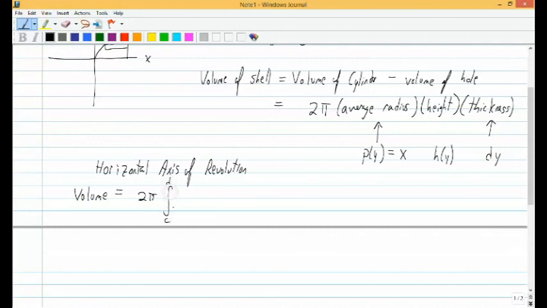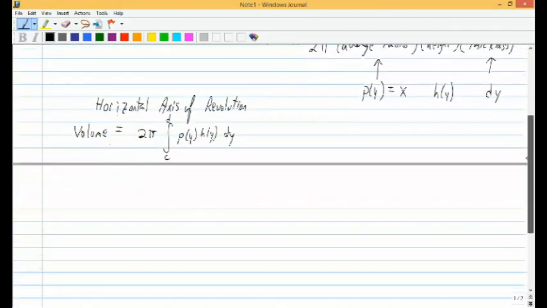The c and the d, that's usually associated with y boundaries. So those will come usually from the y-axis, of p of y times h of y dy. Remember, p of y is the average radius, h of y is the height of each one of the rectangles, and the dy is the thickness of the rectangles. Okay?